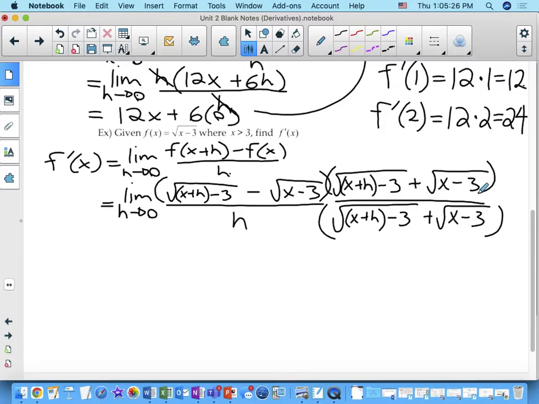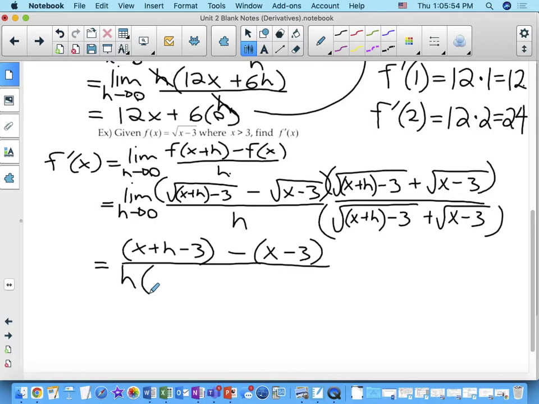And in the numerator, we end up with this. The first radicand, the inside part is called the radicand, x plus h minus 3, minus the second radicand, x minus 3, over this whole thing in the denominator, h times the square root of x plus h minus 3 plus the square root of x minus 3.